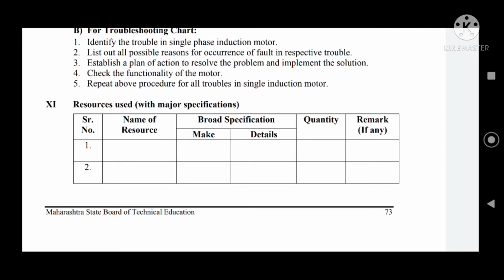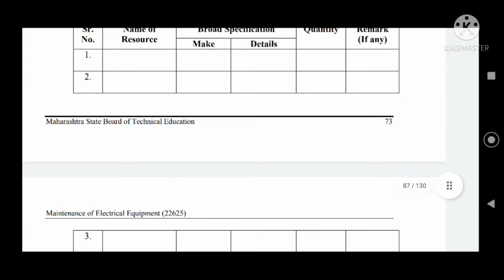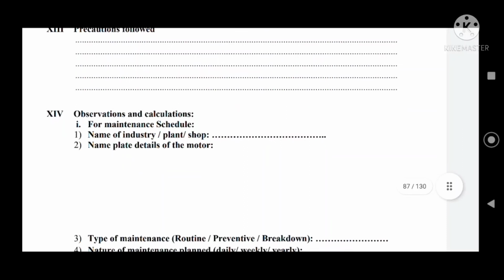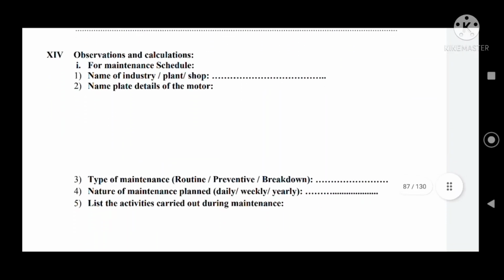So in this manual you have to write the resources you use for this practical. Next is actual procedure followed and precautions followed. And next is observations and calculations.